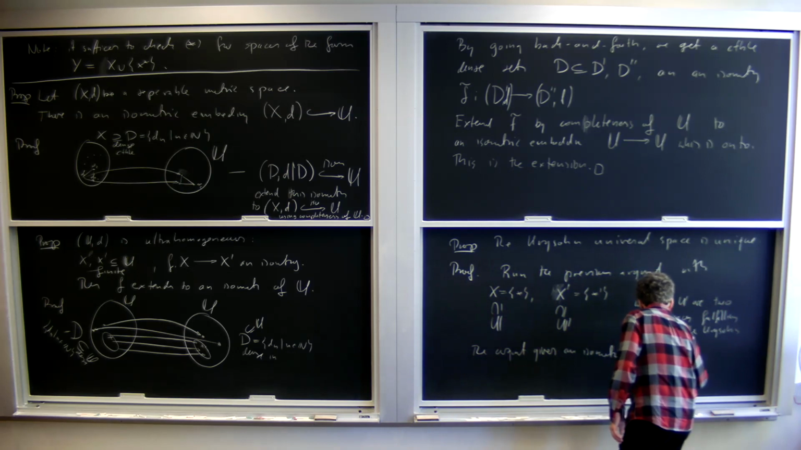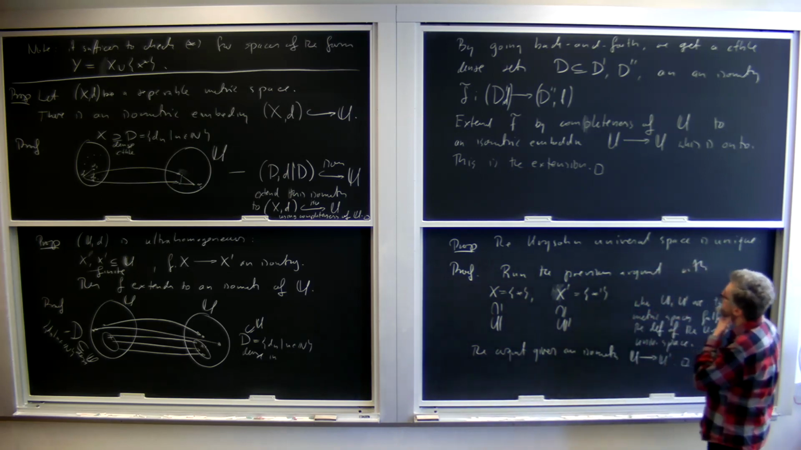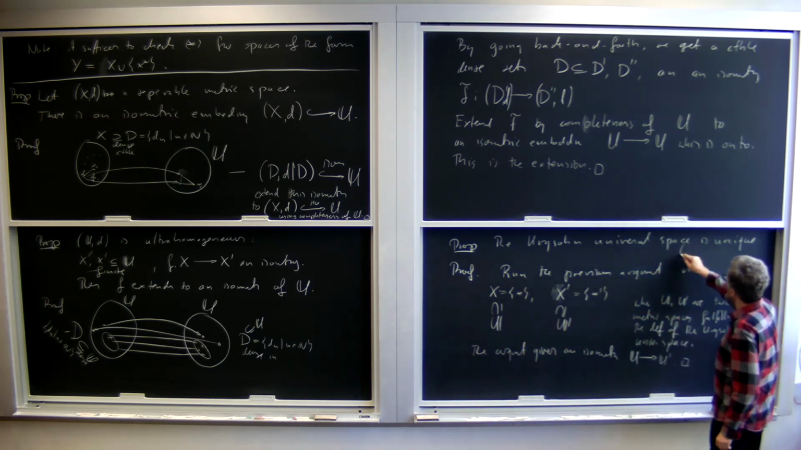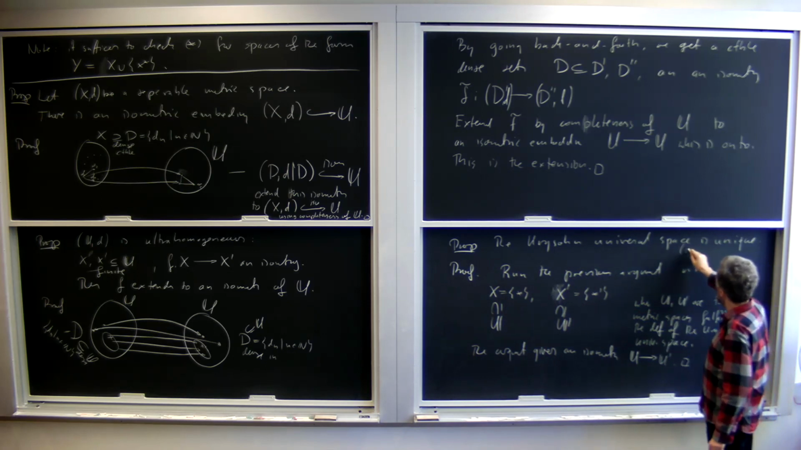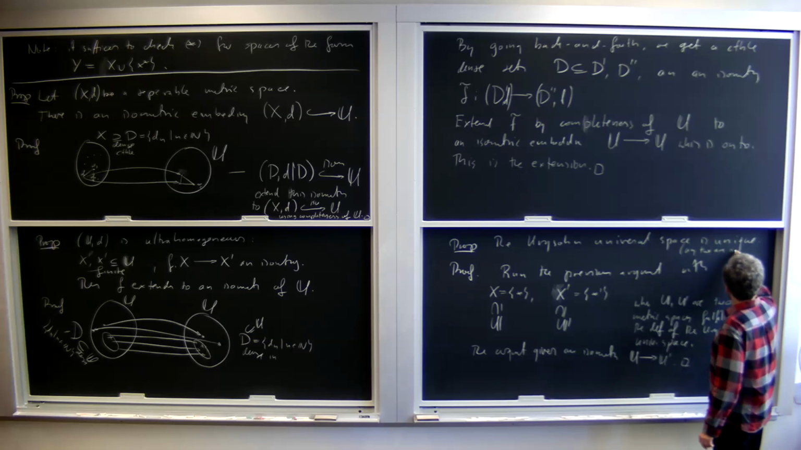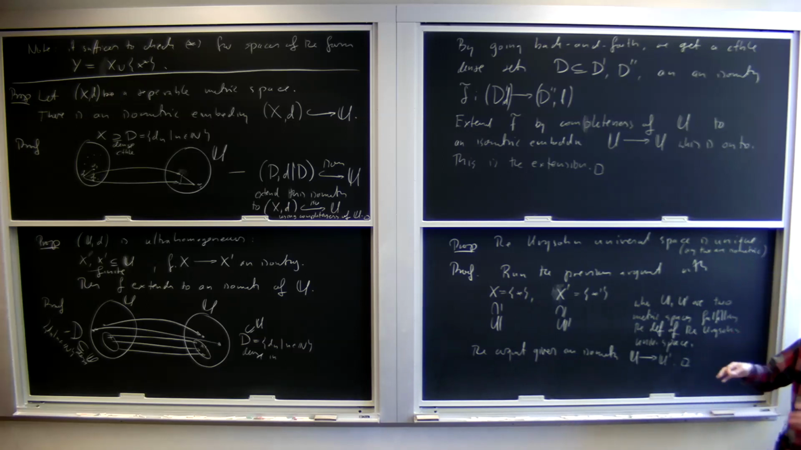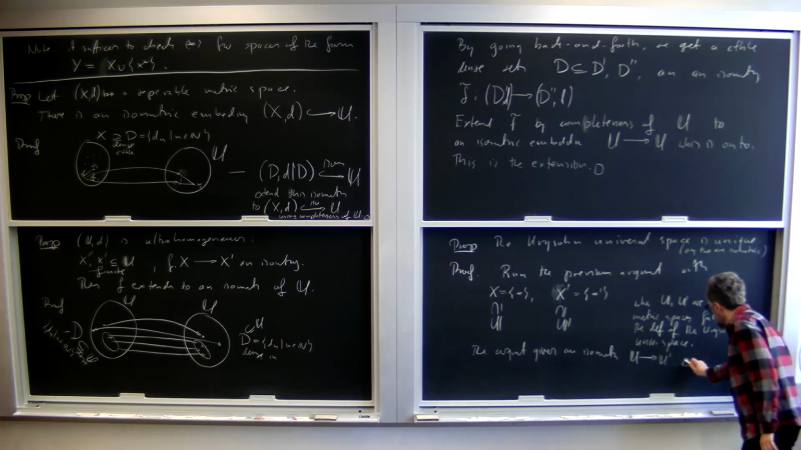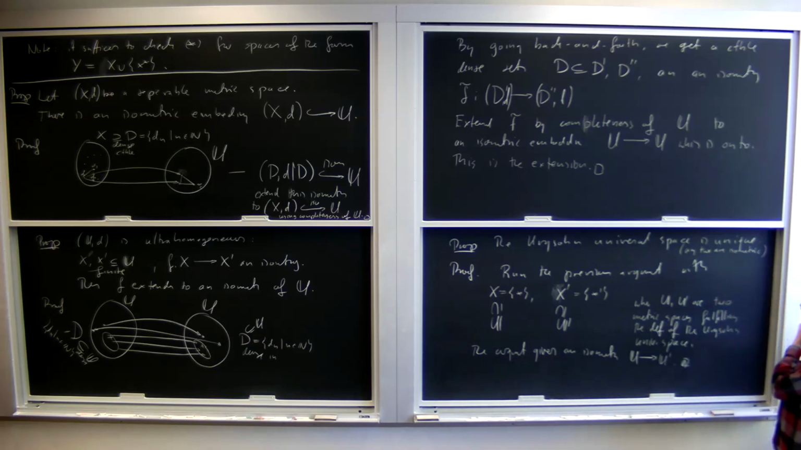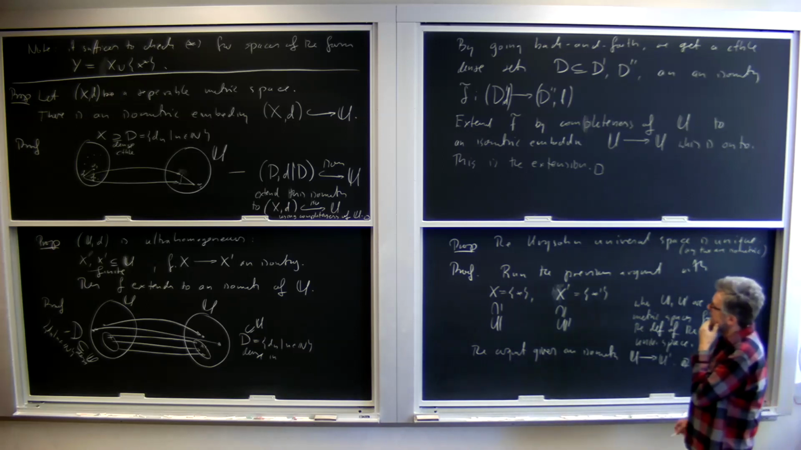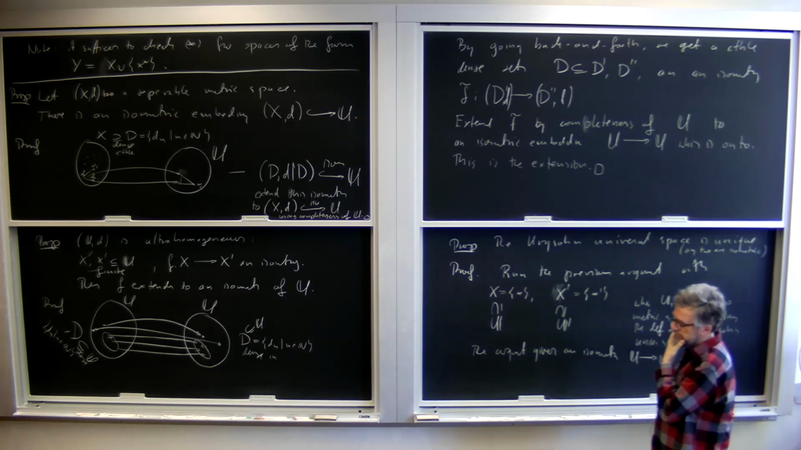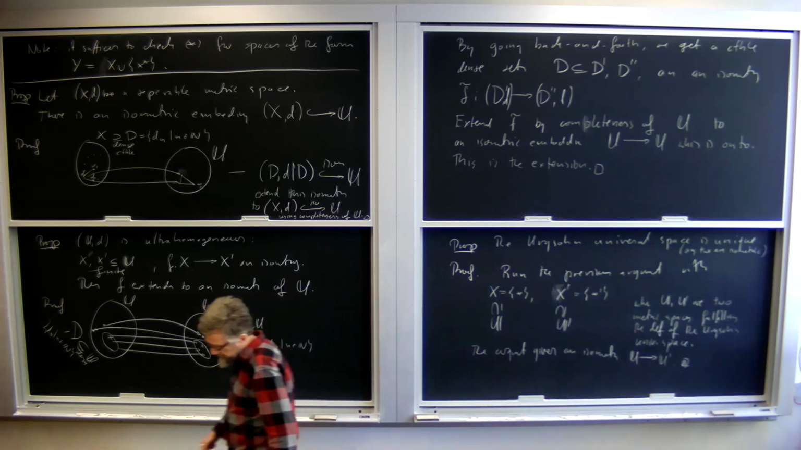So that's what we mean. It's unique in the sense that any two are isometric. It's unique in the category of metric spaces with isometry. Okay, so it's unique. This is something to remember because that will get used.